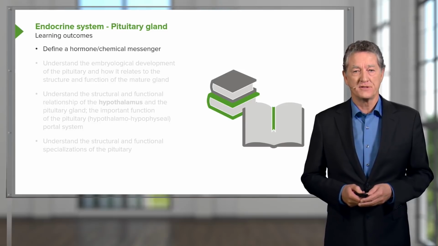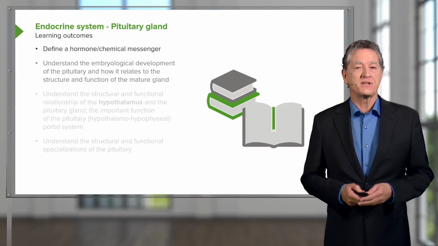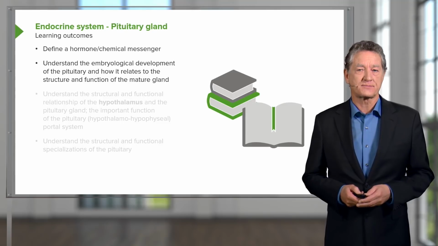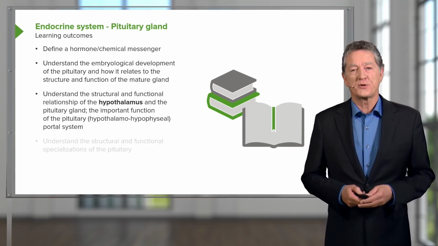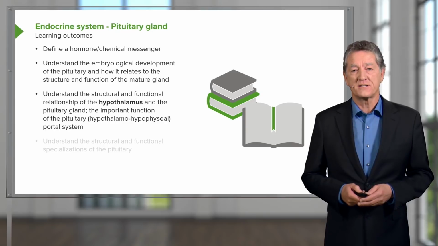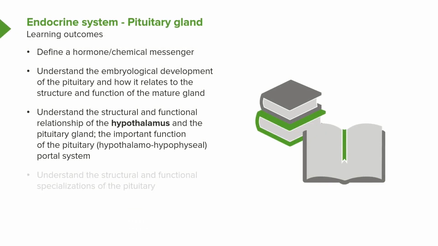a chemical messenger is, and then also understand that the pituitary gland is really two different glands because it's derived from very different embryological sources. It's important also to understand that the pituitary is connected to the hypothalamus, both by a very special portal blood system and also by having neurons extending from the hypothalamus into the pituitary.